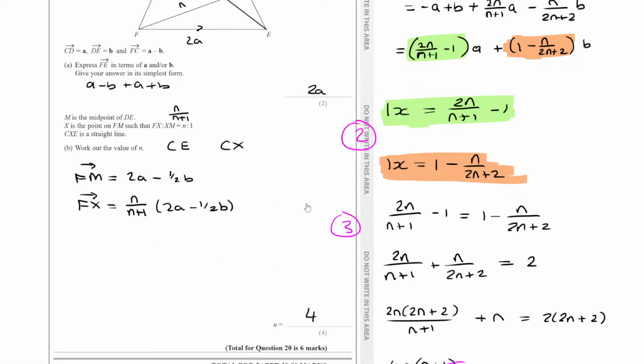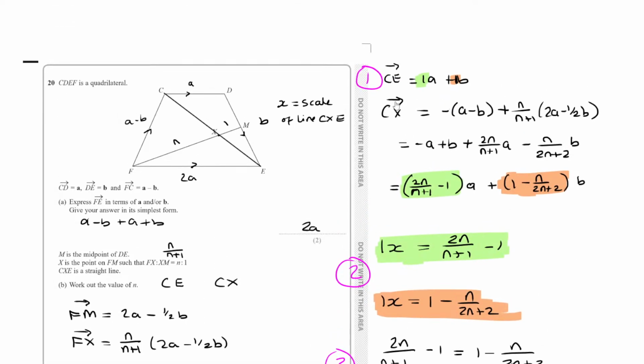If you decide, you know what, that's just not worth my time, like even if I knew what I was doing, it would still take me more than, for example, 4 minutes to do that, you might just go, I'm just going to write down a few vectors that I can figure out, and you'll probably get 1 or 2 marks anyway.